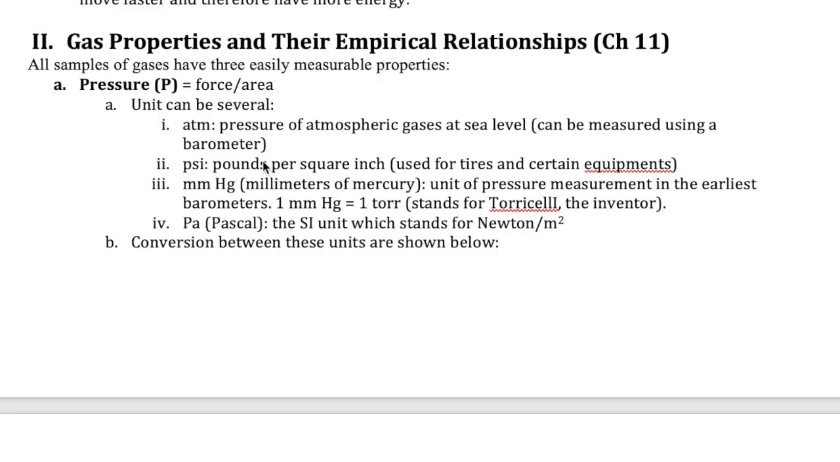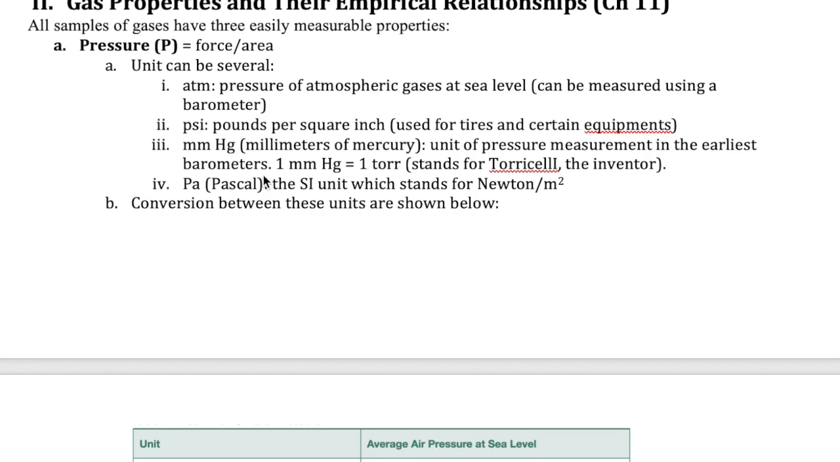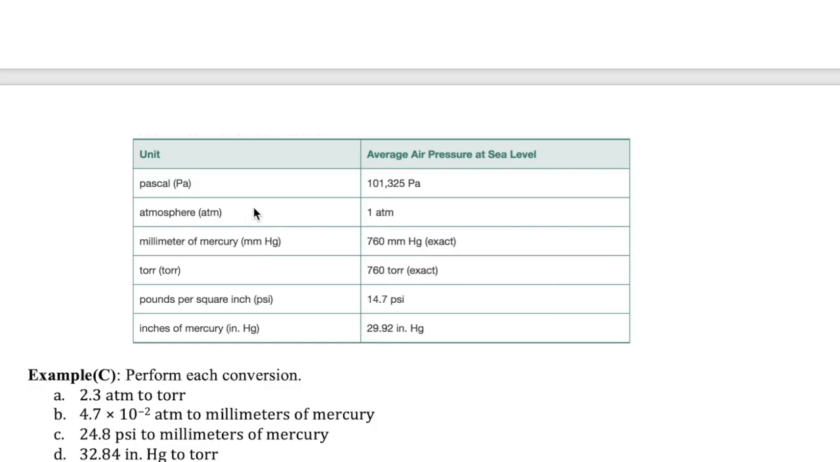The pressure of the air around us, which we call the atmosphere, can be measured using a barometer. There are several units of pressures. Atmospheric pressures are measured in units of ATM, or millimeters of mercury, or torr, which is short for Torricelli, the person who designed the first mercury barometer. Other common units of pressure are pounds per square inch or Pascal. The conversion of these different units of pressures is shown in this table.